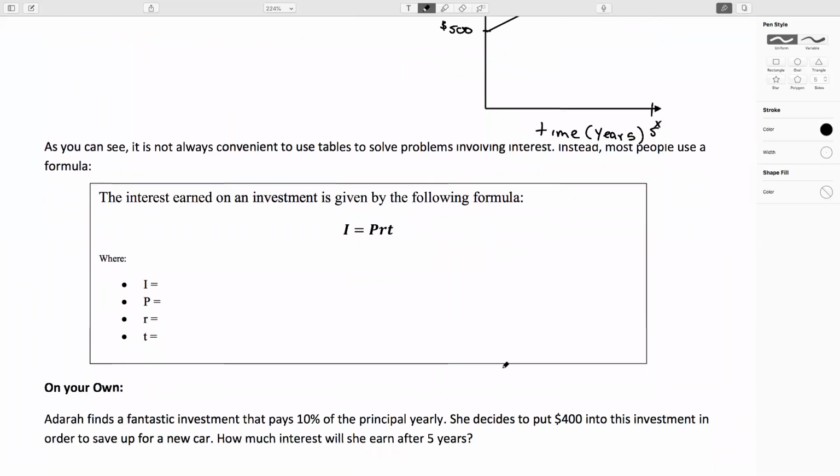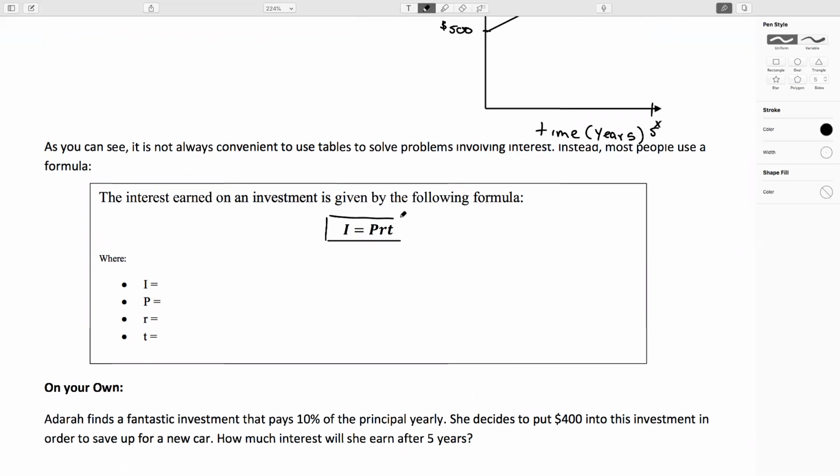As you can see, it's not always convenient to use tables to solve problems involving interest. Instead, most people use a formula. So what we have here is a formula that you can use to calculate the amount of interest earned as long as it's simple interest. So I equals PRT.